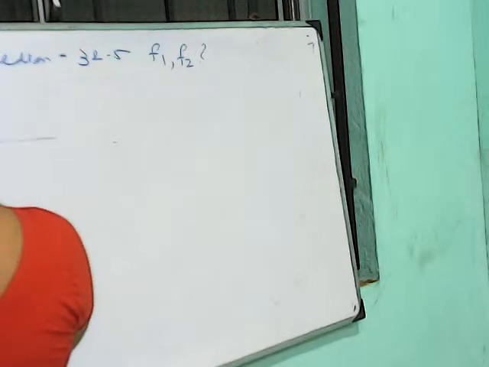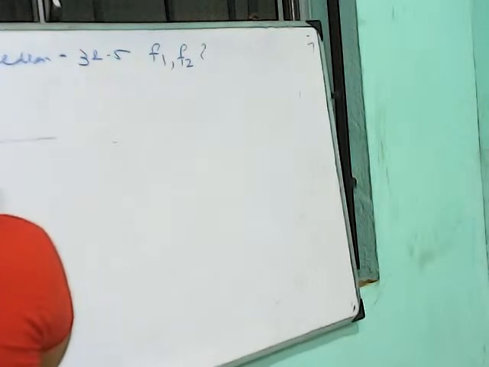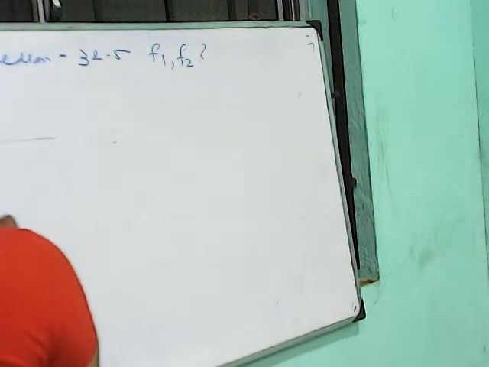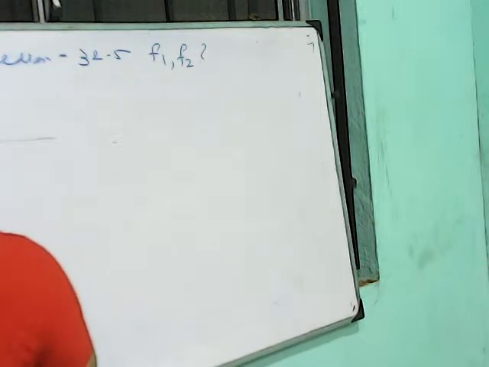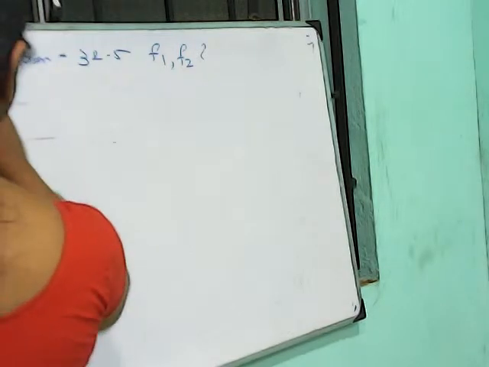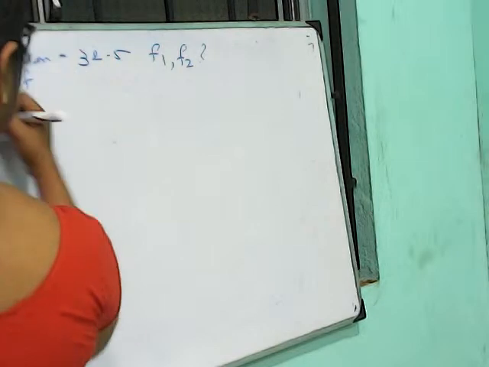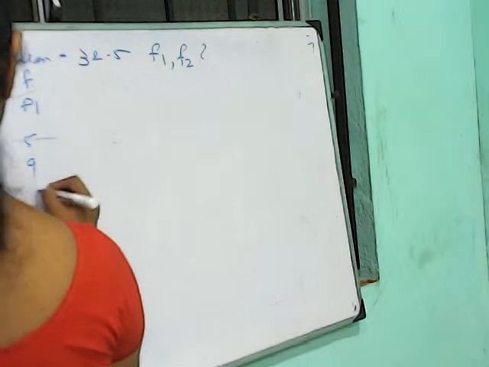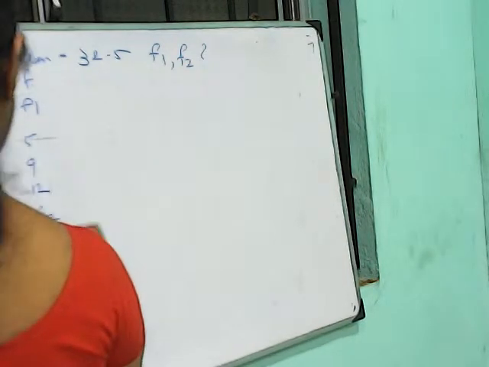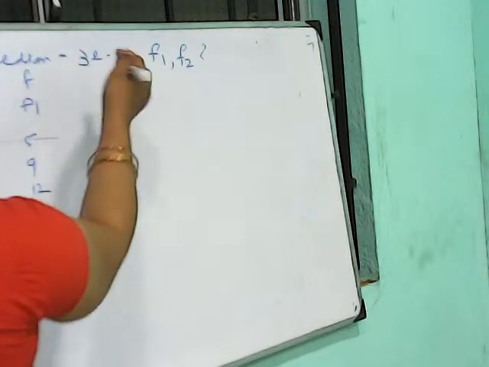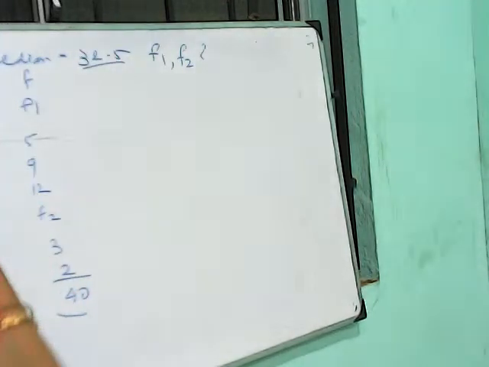Your class intervals are given as 0 to 10, 10 to 20, 20 to 30, 30 to 40, 40 to 50, 50 to 60, 60 to 70. And the frequency values are f1, 5, 9, 12, f2, 3, 2. The total is given to be 40 and the median value is also given. Now what is the next step?